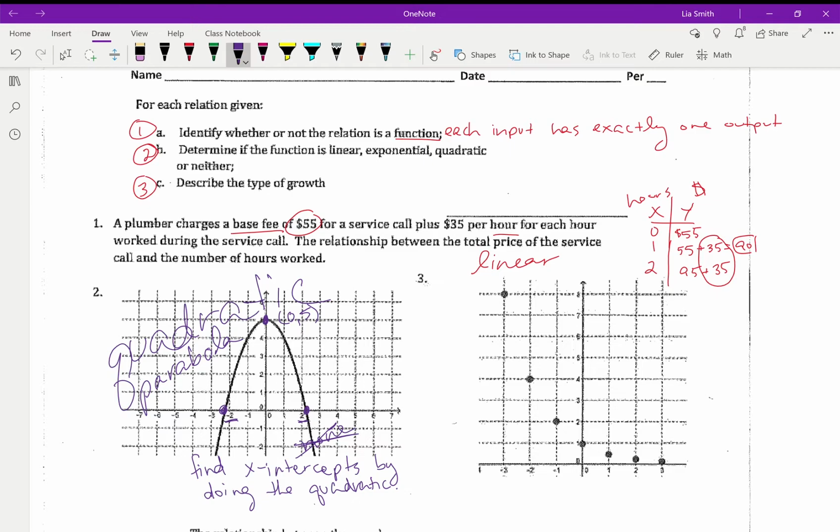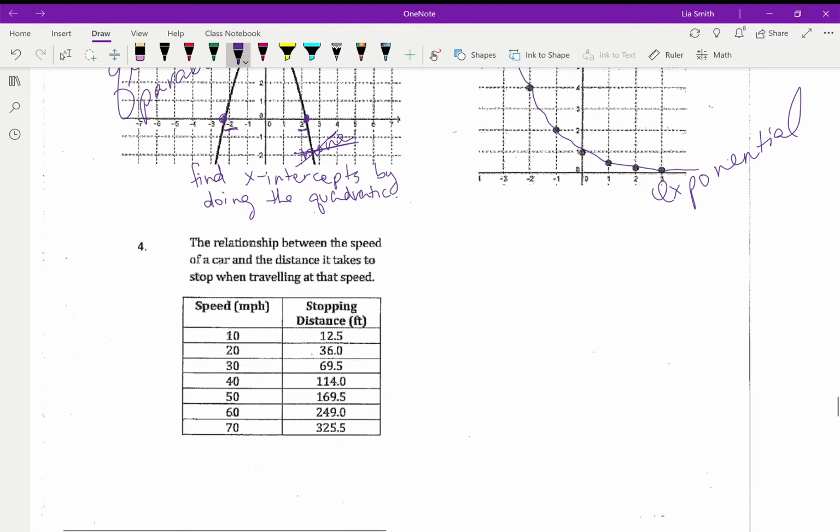Okay, our third graph, let's connect these dots. What kind of function would this be? It's a drastically decreasing graph, which gets down to a bunch of little fractions. Okay, so this one would be exponential. Okay, we've got one more to do.